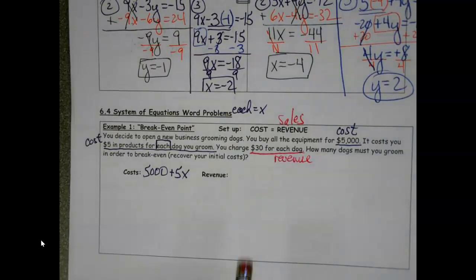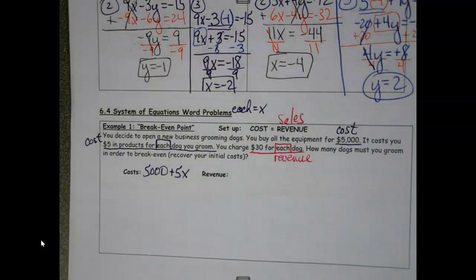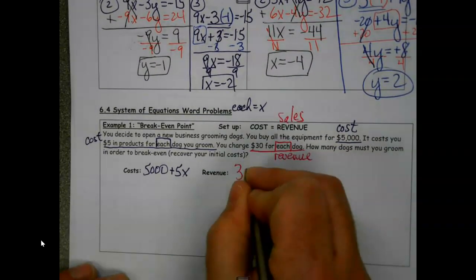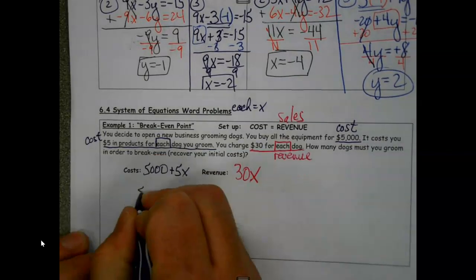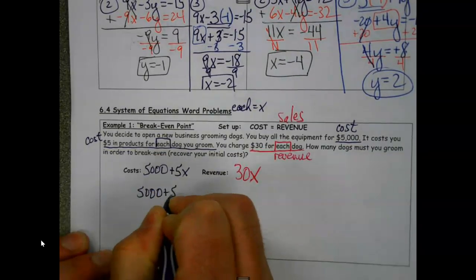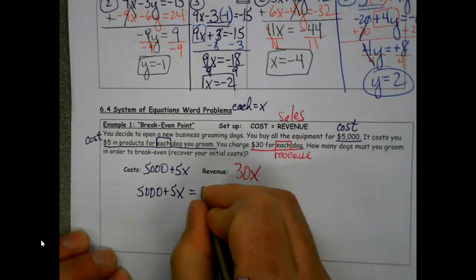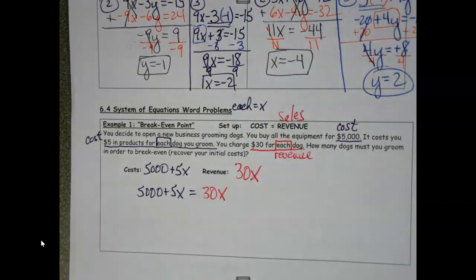My revenue, I'm getting $30 for, there's that word each again, $30 for each dog. 30X. And so when we're doing a break-even point, if cost equals revenue, then when I go to make my equation, cost equals revenue. The good news here, I don't have 2 variables to solve for. Hallelujah. And so I do all my normal stuff.